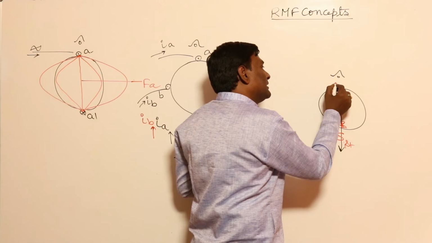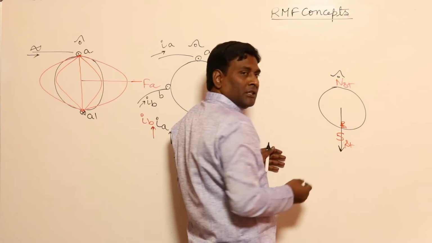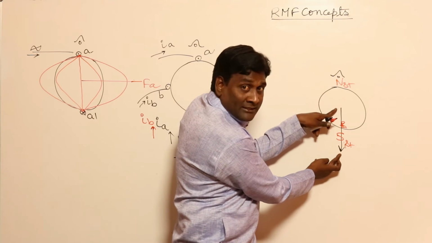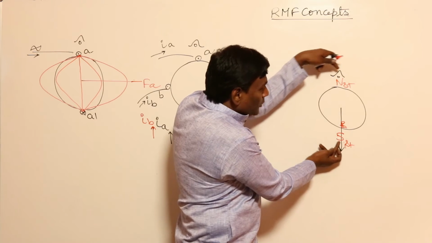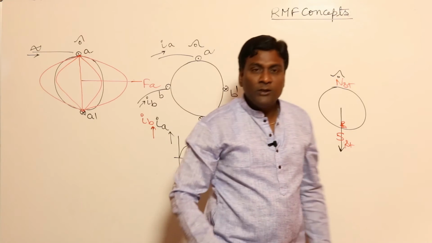And flux is coming in this direction. So this is going to be the north pole of the stator. Now, if this resultant MMF is rotating, it means that the poles are rotating. Okay, now let us try to observe very closely.